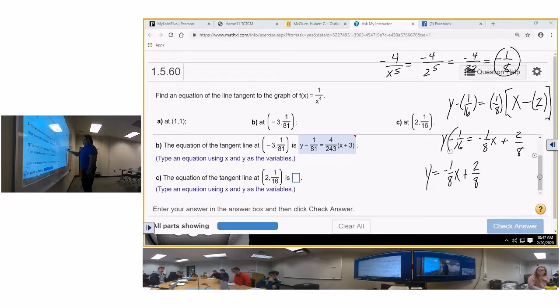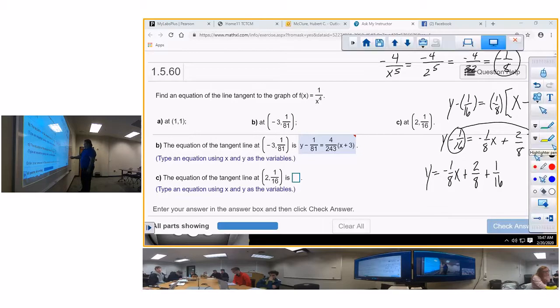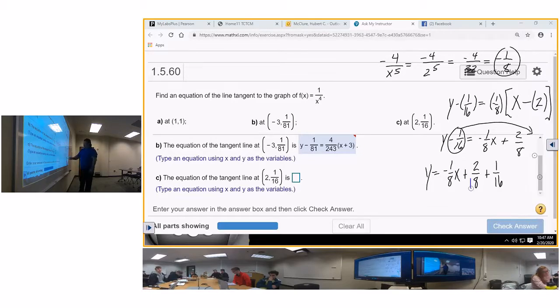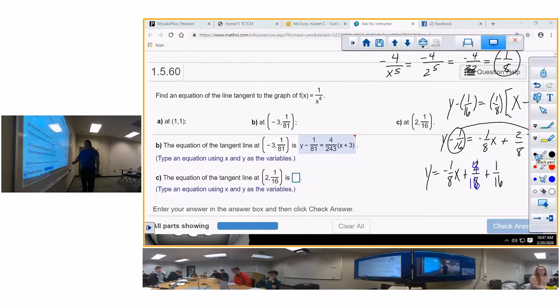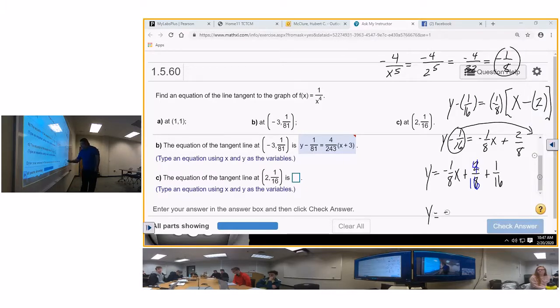And what happens when I bring that negative 1/16 over here? It becomes a positive 1/16. And what do we need to add fractions? Common denominators. So I'm going to change this 8 into a 16. 8 will go into 16 2 times. 2 times 2 is what? 4. So y is equal to negative 1/8 x plus 5/16.